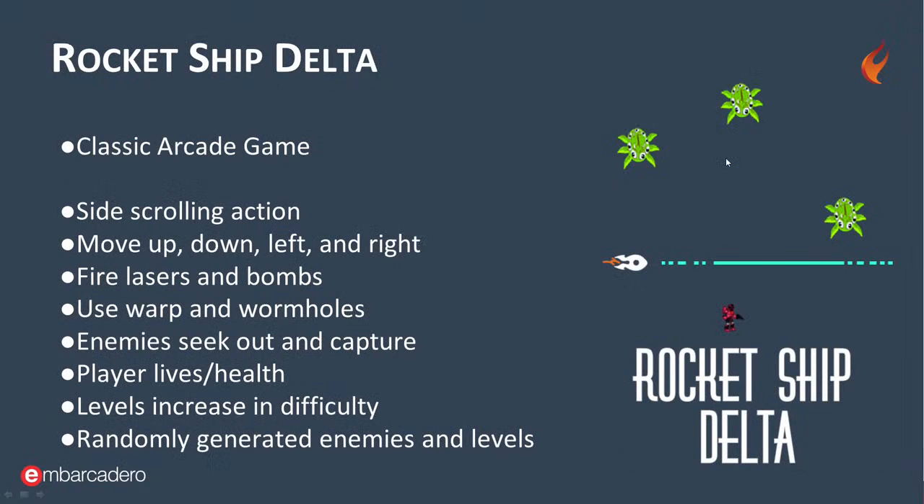The third game we're going to talk about is called Rocket Ship Delta. Rocket Ship Delta is probably the most complex of the four games, as it has the most number of objects moving around, and it even has a mini-map display. Rocket Ship Delta is a classic arcade side-scrolling game which gives you four directions of movement. In addition to a normal projectile weapon, the player also has access to a screen-clearing bomb and a warp functionality. The bomb is limited to three uses per game, but the warp has unlimited usage.